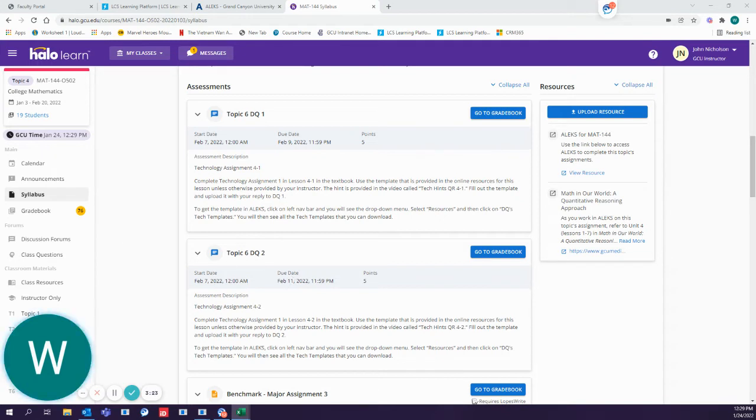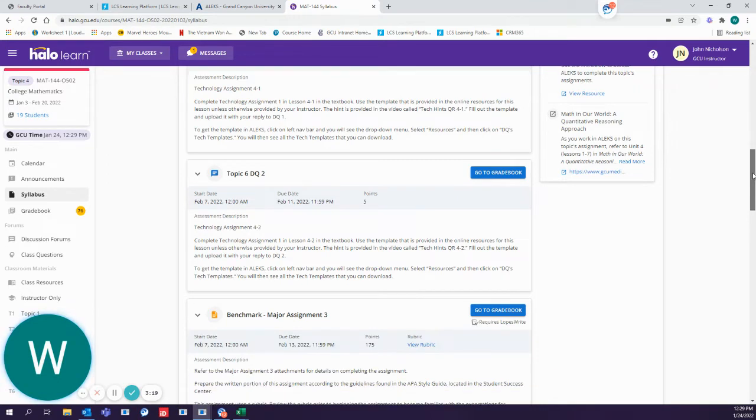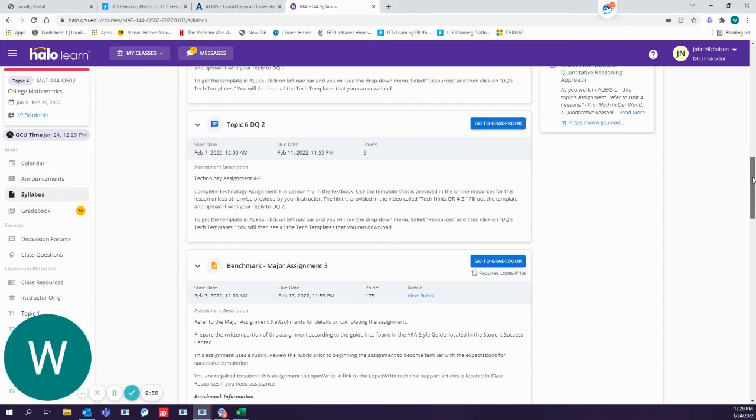Then we will move on to the Topic 6, DQ2. This will also use a tech template described below, lesson 4-2, again also in the ALEX resources folder under tech templates. These will just be graphic problems, constructing a pie chart graph and then a bar graph. So be sure that you do that carefully.